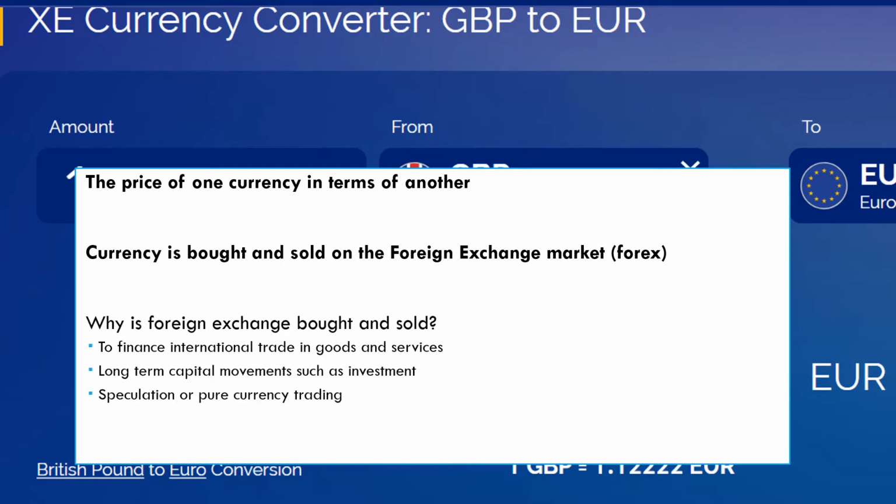Now, why do we buy foreign currency? Well, if I am living in the UK and I want to buy a product from Europe, then I need to buy some euros first before I can then pay for the import from Europe. Also, if I want to build a factory in Japan, then I need to sell my pounds to buy Japanese yen so I can build a factory and pay for cement and so on in Japan. Also, some people buy and sell currency to try and make a profit.